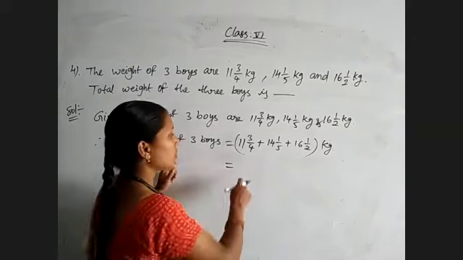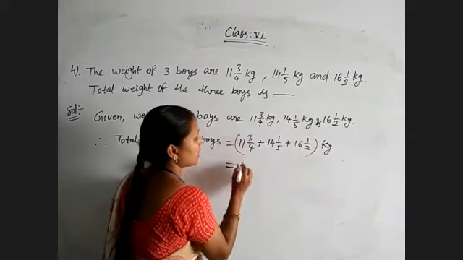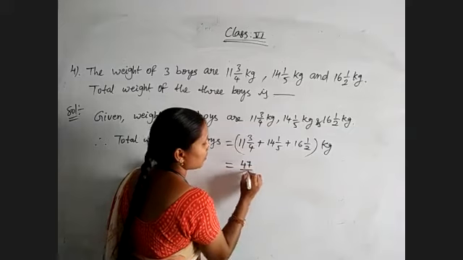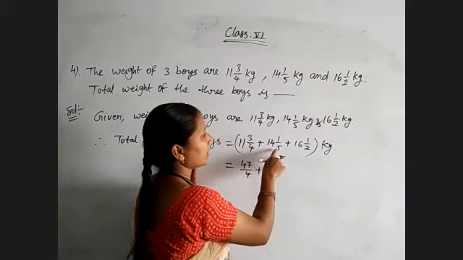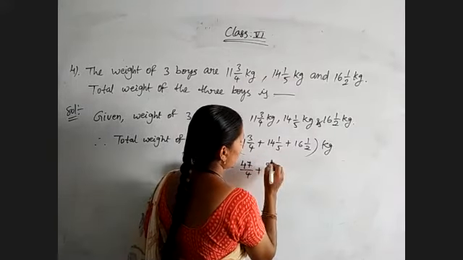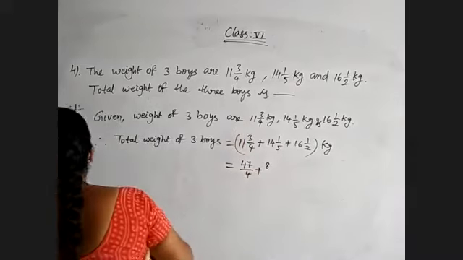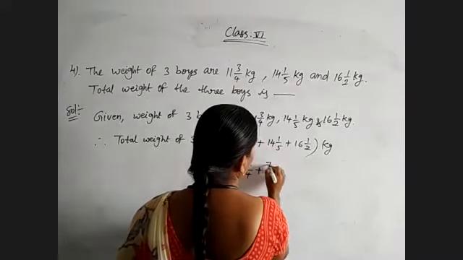Okay. So now what will we get? 11 4s are 44. 44 plus 3 is 47/4 plus 14 5s are 70. 70 plus 1 is 71.